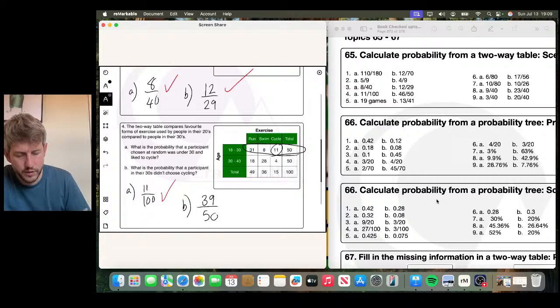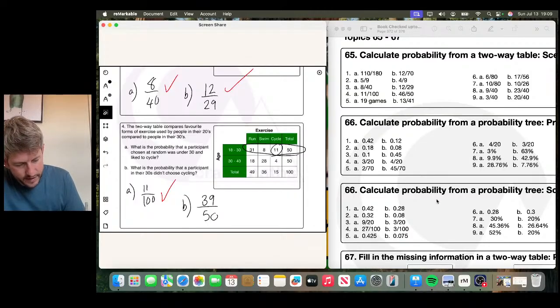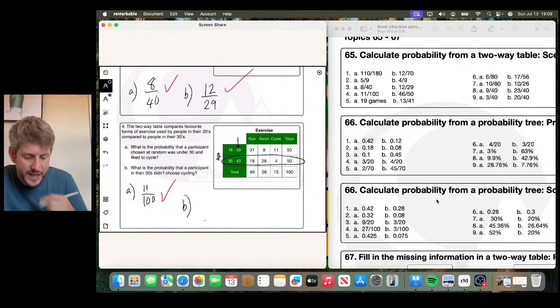11 out of 100. 46 out of 50. Ooh, interesting. Oh, I did. Yeah, they're correct. I got the wrong subgroup. It said, what is the probability of a participant in their 30s? I wonder if this is the problem. No, that's fine. This is common to write it like this. Right. Yeah, 46 out of 50. Yeah, mark scheme is correct.